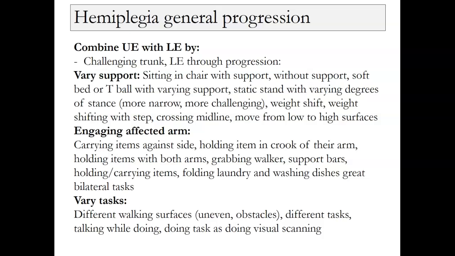Think about holding things with both arms. There are usually things right in front of you that they need to do if you're in a hospital setting. Grabbing that walker. Just work on grabbing the walker back and forth. Support bars, carrying items, laundry, washing dishes. Great bilateral tasks. Vary the task. Different walking surfaces, different tasks. Talking while doing, the dual tasking.